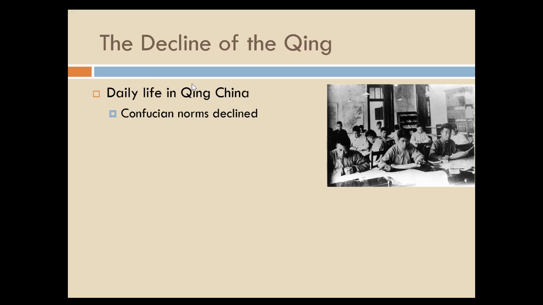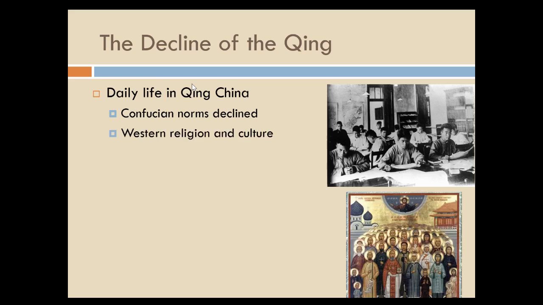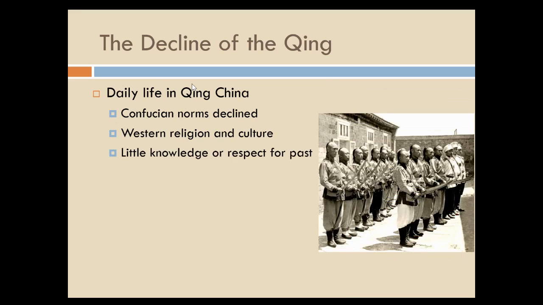Everyone instead is going to receive the same type of education and be able to have a lot more flexibility in the sort of careers that they begin to take. You also have the rise of Western religion and culture, and you start seeing Christianity really take hold in China.